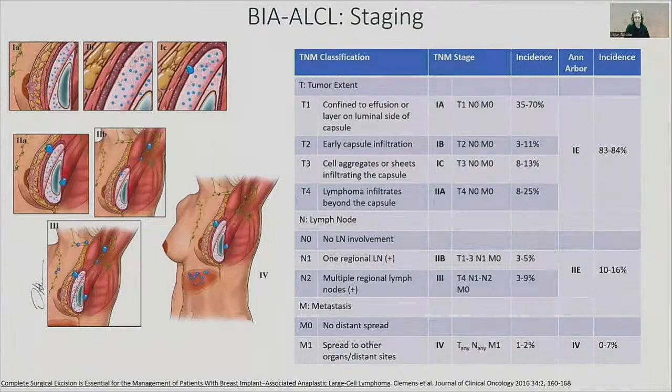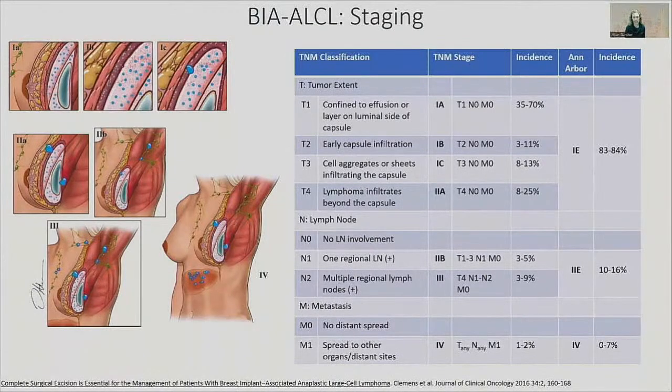Firstly, the staging system that's used for this disease process is distinctly different than that used for the rest of the non-Hodgkin's lymphomas, as we typically employ the Ann Arbor staging system. The reason that Ann Arbor is not used for BIA-ALCL is that it does a poor job of discriminating outcomes for patients with different stages of disease.